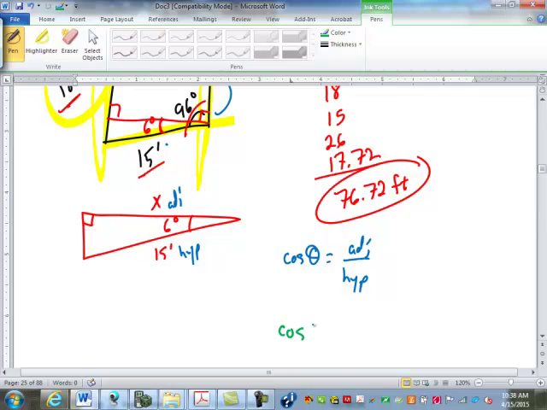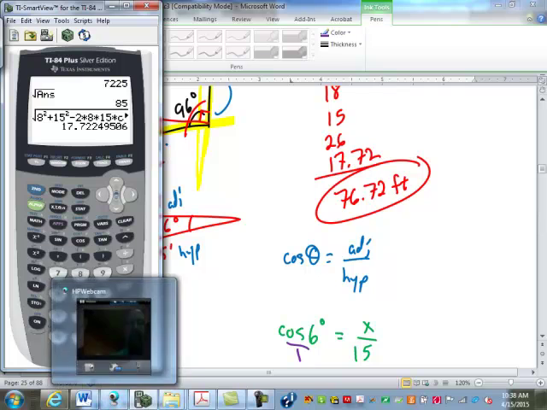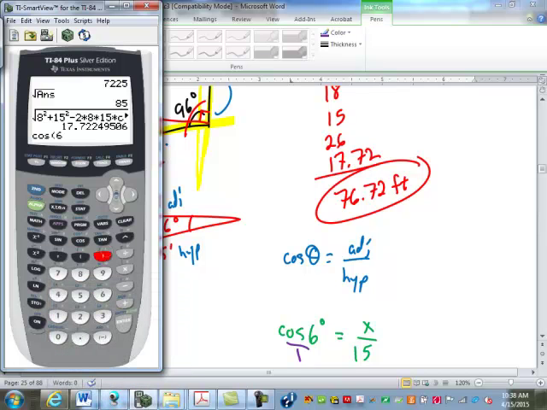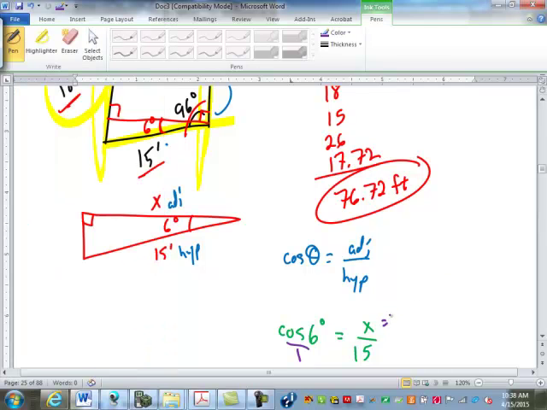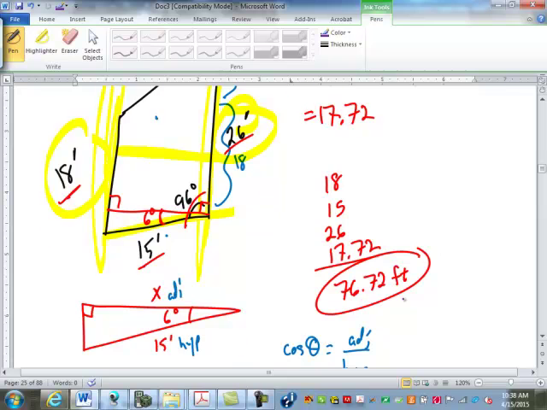I have the angle, which is the 6 degrees. The adjacent side is what I'm looking for. My hypotenuse is 15. Put this over 1. It's the cosine of 6 degrees times 15 divided by 1. 14.92. So that's 14.92 feet. So now I can use that with my trapezoid formula to find an area.